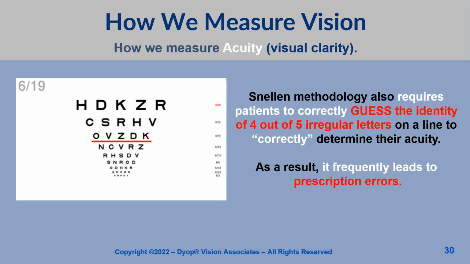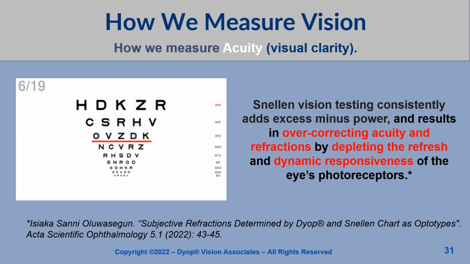Snellen methodology also requires patients to correctly guess the identity of 4 out of 5 irregular letters on a line to correctly determine their acuity. As a result, it frequently leads to prescription errors. Snellen vision testing consistently adds excess minus power and results in overcorrecting acuity and refractions by depleting the refresh and dynamic responsiveness of the eye's photoreceptors.